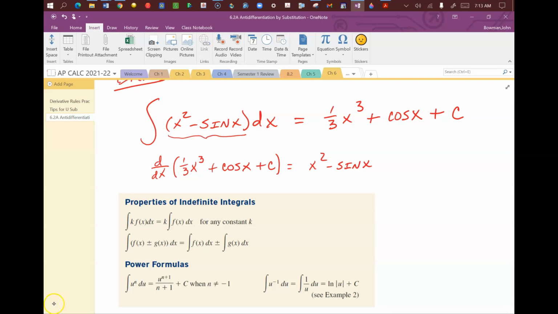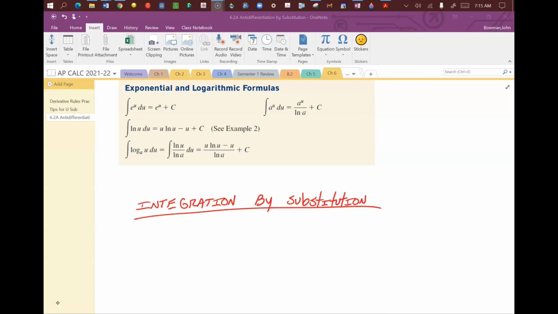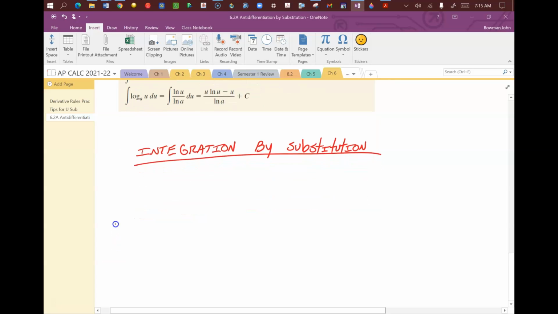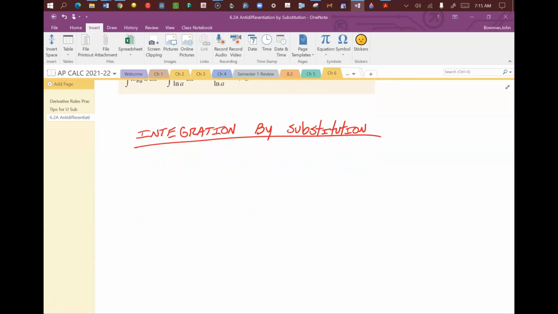The next thing we're going to talk about is integration by substitution. Basically the idea here is to be able to find an indefinite or definite integral without having to find the antiderivative of something that is very complicated. So as an example, let's say we have something like this: sine of x e to the cosine of x dx, and I want to find the indefinite integral there.